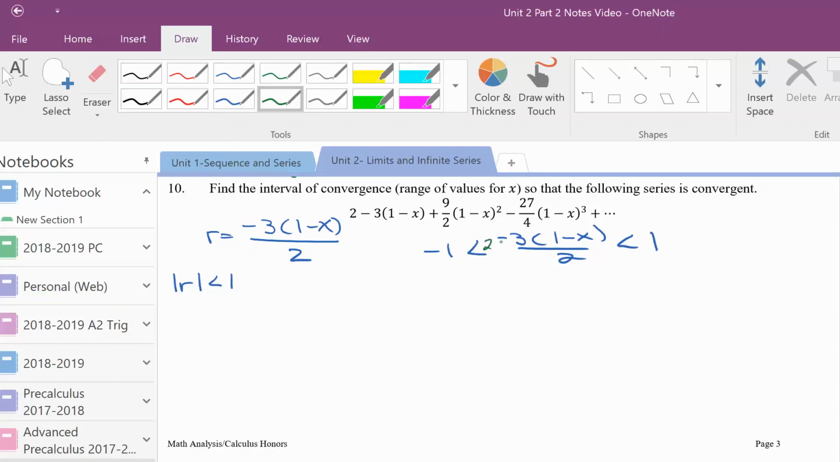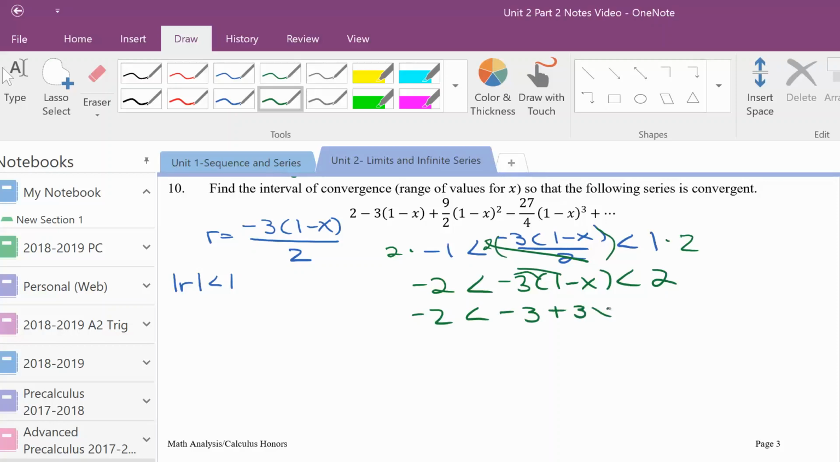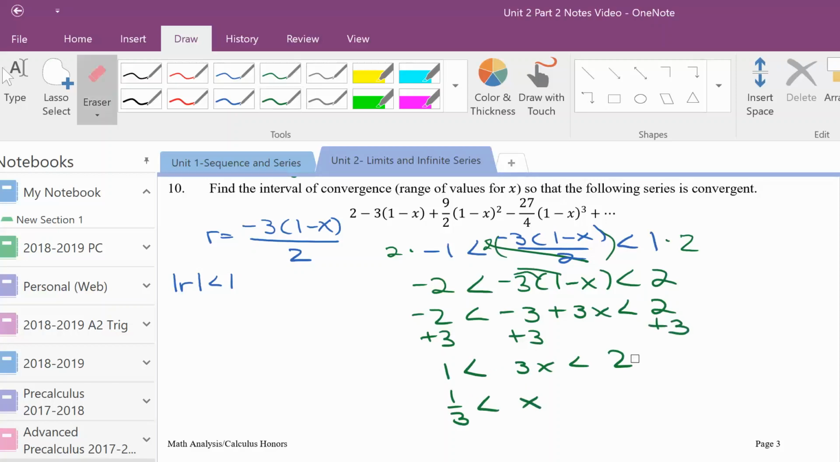So we multiply by 2 to get rid of the fraction. And then we can distribute. We could divide, but then we'd have to flip the inequality. And by distributing, we can avoid having to do that. Because then we can add 3. And then divide by 3. Sorry, I forgot to add the 3 over there. So it's between 1/3 and 5/3. So we say that x exists in interval notation between 1/3 and 5/3.